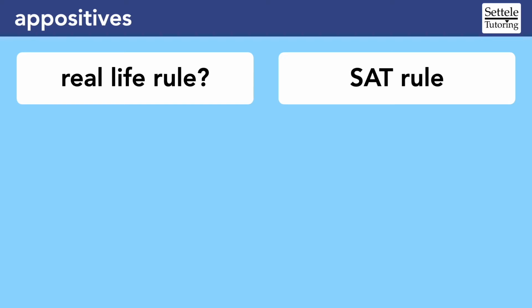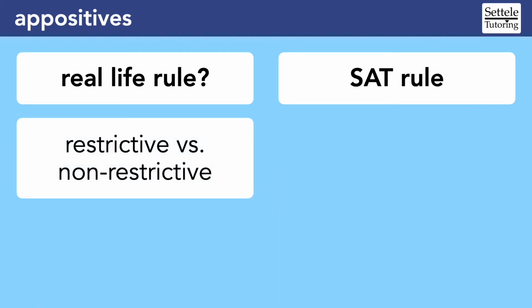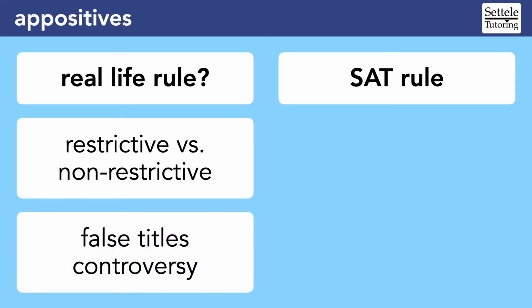In real life, the rules for appositives are way more complicated. To choose the right punctuation, we have to decide whether the appositive is restrictive or non-restrictive. And sometimes the exact same sentence can have different punctuation depending on what the author wants the words to mean. But on the SAT, we can't have any uncertainty or subjectivity. There cannot be two correct answers, so they will only give us situations where there is zero doubt about what the sentence means.